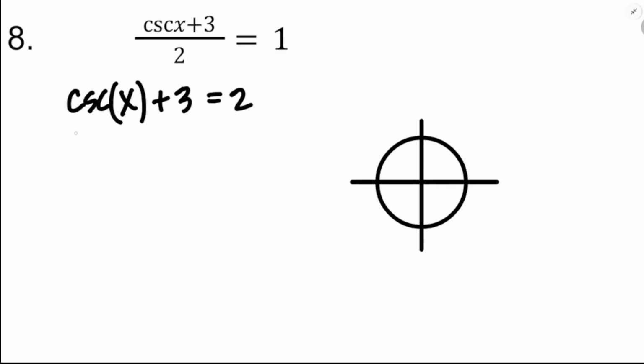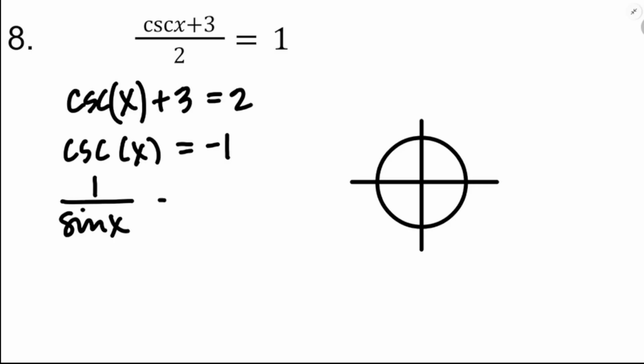I'll subtract 3 from both sides. Get cosecant x equals negative 1. Okay, remember cosecant is 1 over sine, so 1 over sine x equals negative 1. And I could flip both sides of this equation and get sine x equals negative 1, or 1 over negative 1, either way, negative 1. And, okay, sine is negative 1, okay, vertical displacement all the way as far as it can go down here at the bottom. That's only going to be x equals 3 pi over 2.